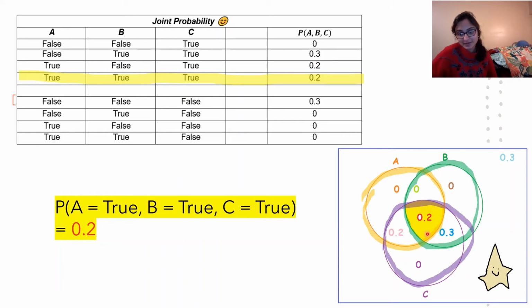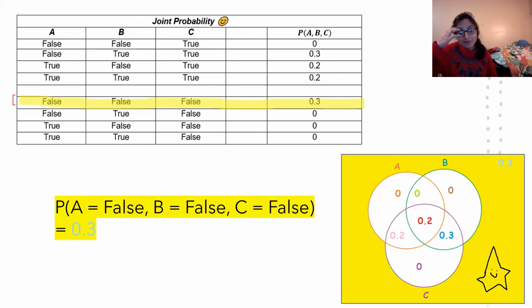This part is within the orange part, which is A. This yellow part is within this green part here, which is B. And this yellow part is within this purple border, which is C. So this is the 20% where A is true, B is true, and C is true. It corresponds to this part over here.